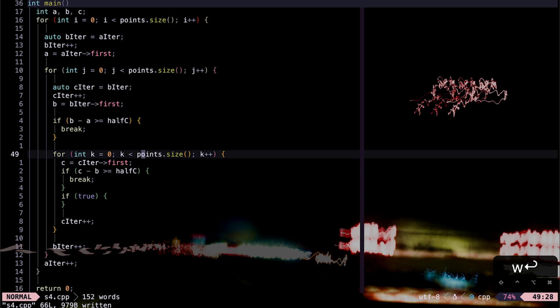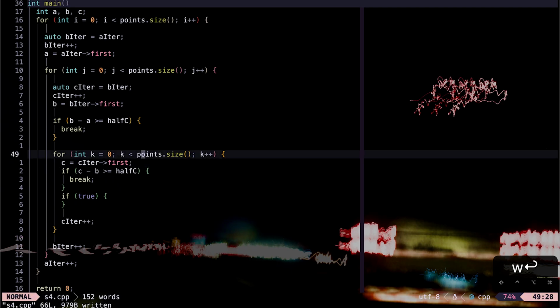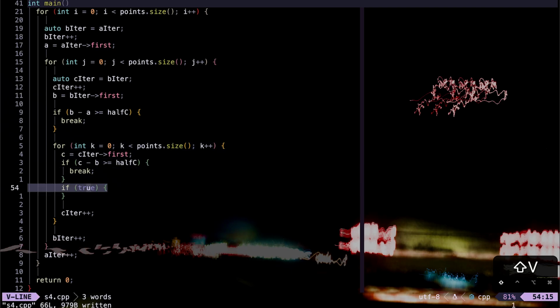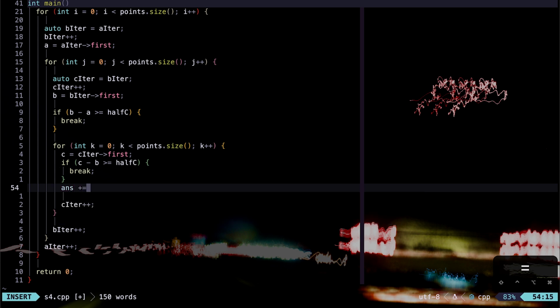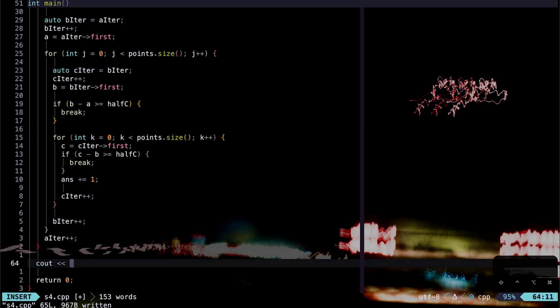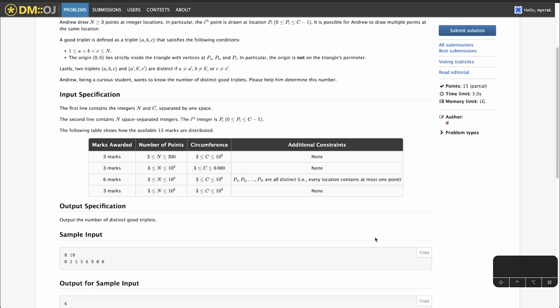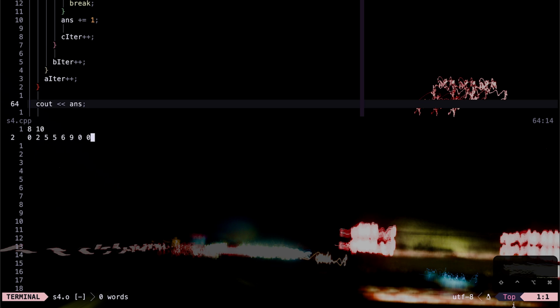Break. But then if it works, we gotta check. So boom, boom, boom, less than half. I think it should be good. So if it reaches here, answer plus equals, let's just say 1 for now. I do have to worry about the multiple point thing. Well, let me just check if this works. I really hope this works. I at least have some.